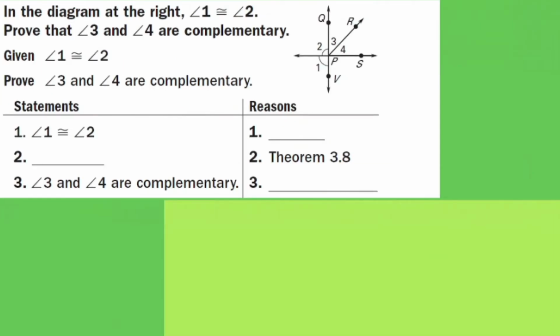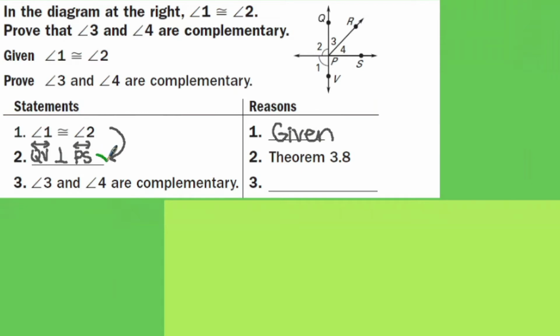Let's practice using some of these. In the diagram at the right, angle 1 is congruent to angle 2, that's already marked on there. And we are supposed to prove that angle 3 and 4 are complementary. So it's got the given already filled in. And if we look at Theorem 3.8, doesn't that go from congruent angles to perpendicular lines? So let's look at angle 1 and 2 again. Do you see how that's a linear pair of congruent angles, just like Theorem 3.8 says? So our conclusion is that we have perpendicular lines.